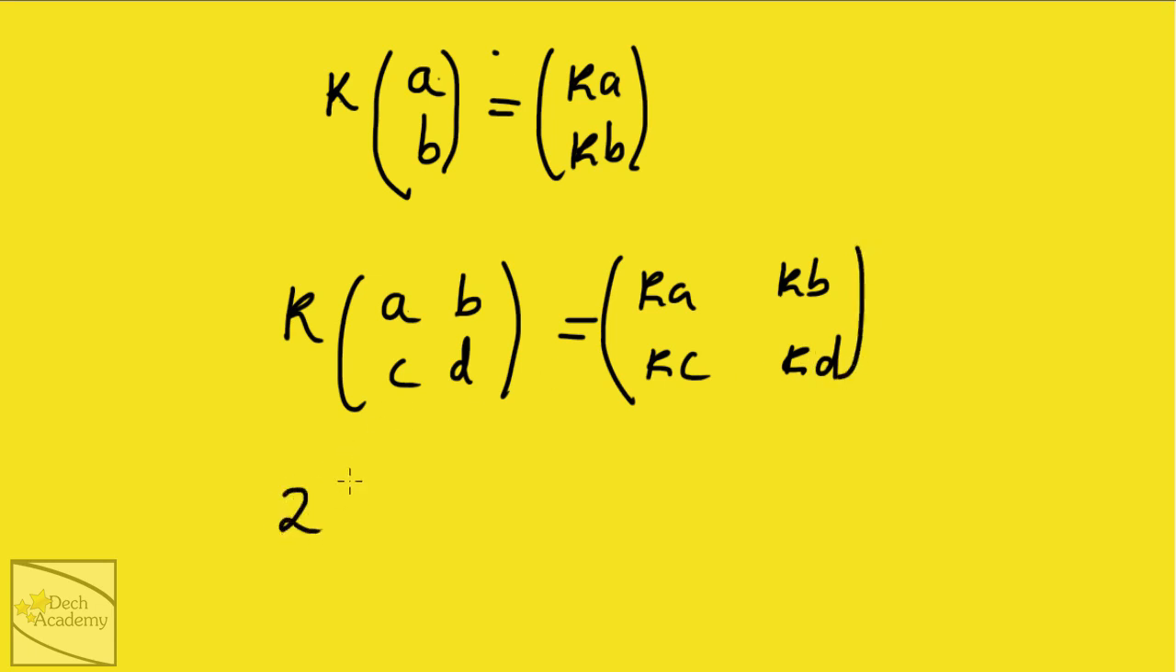So I'll do a simple example. You have 2 times this matrix, 1, 3, 0, 4. The result is simply a 2 by 2 matrix where 1 is now 2 times 1. 3 is now replaced with 2 times 3, which is 6. 0 is replaced with 0 times 2, which is 0. And 4 is replaced with 4 times 2, which is 8.